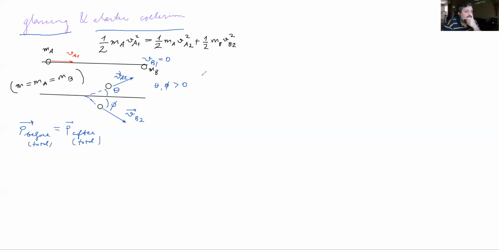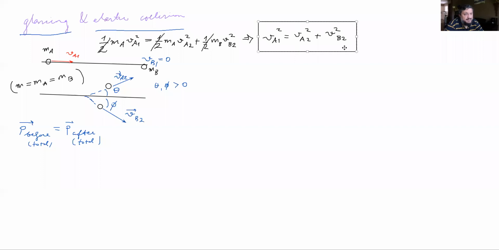All right. So this energy equation can be simplified, after getting rid of the 1/2s, and the m's are the same, so what is left is VA1 squared is equal to VA2 squared plus VB2 squared. Okay, so we'll need this. Let's keep it there. Let me just box it here. I'm going to be using it later.